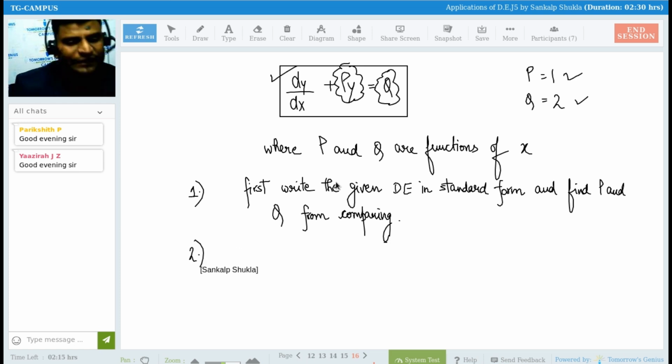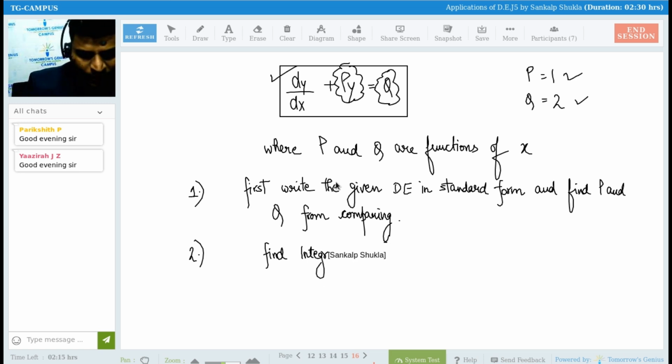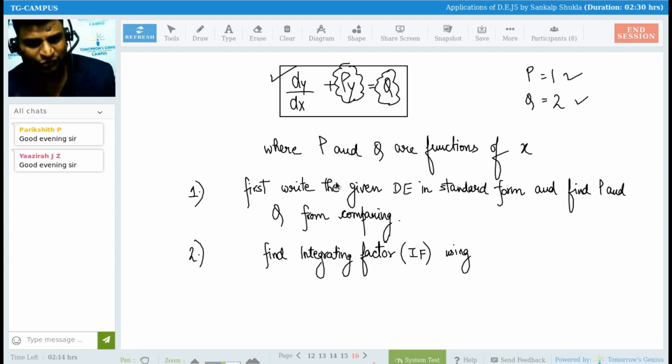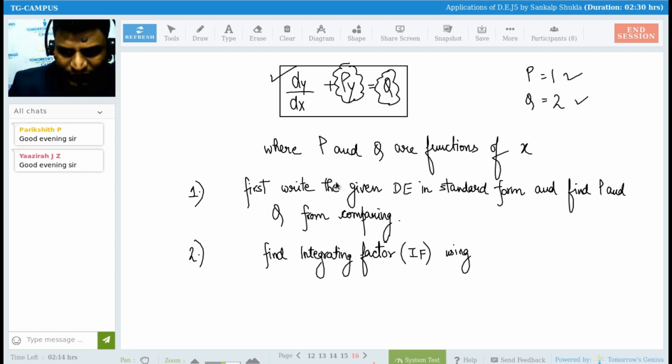Now the second thing is you have to find the integrating factor, also known as IF. You are probably hearing this term for the very first time. There is something in maths called the integrating factor. You don't need to know the definition, because I'm giving you the direct formula: IF is equal to e raised to the power integral of P dx.